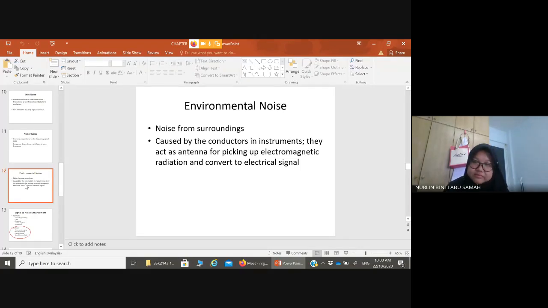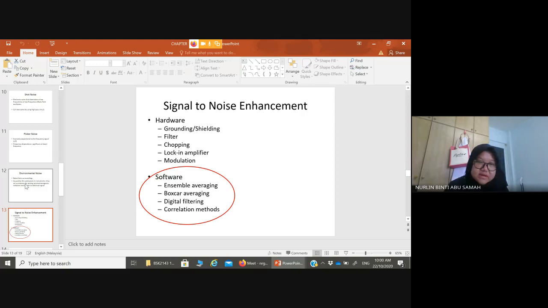Okay, so for instance, at the compartment to convert to the electrical signal, that is one of the environmental noise. So for signal to noise enhancement, we have two types. We can use hardware. This is the list of the hardware that can be used to improve the signal to noise: grounding, filter, chopping, lock-in amplifier, and modulation.